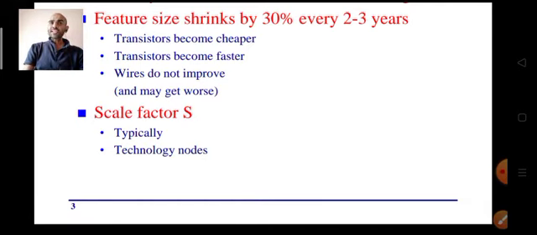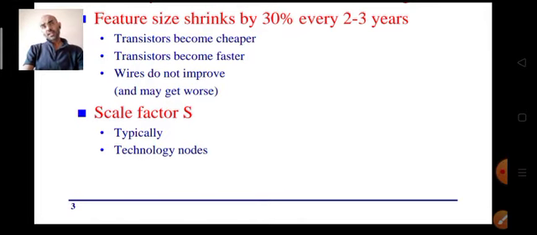So considering that there is always a range of S, that's what I have told you, it ranges from 1.4 to 1.8 rather than treating it as a constant at 1.4. And it depends upon your technology nodes, as I have told you.